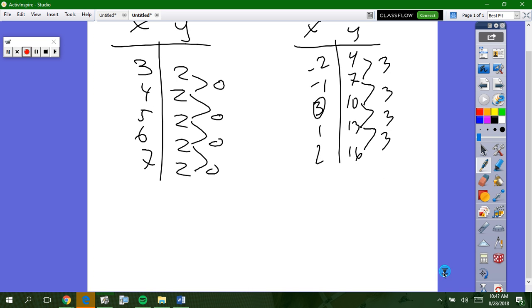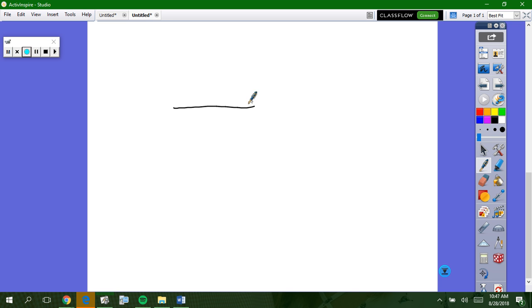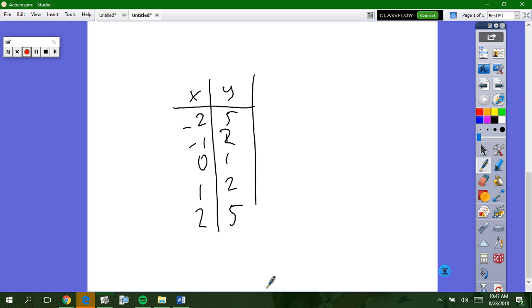Then, the one that we did in class might not be exactly the same, but bear with me. All right. First difference. Is it exactly the one? Close enough. 5 to 2. What do we do? We went down 3. Right? 2 to 1. Down 1. 1 to 2. Up 1. 2 to 5.